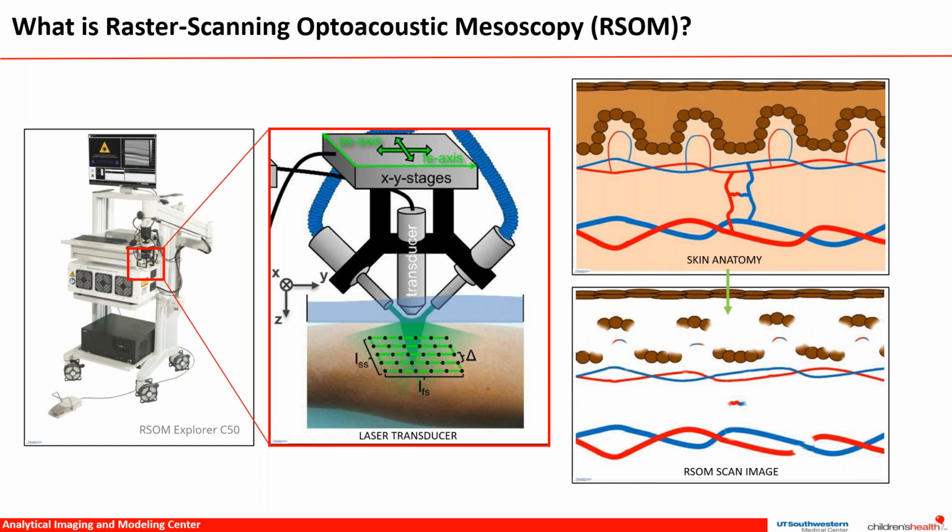On the left is a picture of the actual RSOM Explorer C50 laser that we used. In the middle is a graphic representation of the raster pattern that the laser follows to create a 3D picture of the tissue. And on the right is a simple illustration showing what structures are visualized and how they appear in the scan.